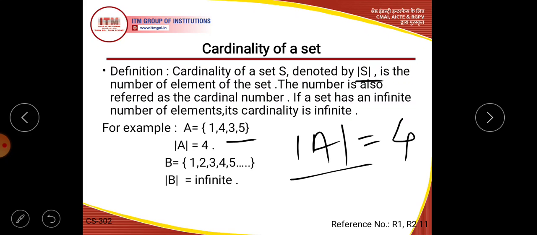Similarly, if we consider the set B, it consists of 1, 2, 3, 4, 5 and so on, which goes to infinity. So we can easily check that the number of elements present in set B is infinite. So the cardinality of set B is also infinite. It's a collection of natural numbers, so its cardinality is infinite. So we have discussed just two sets: the first for a finite cardinal number and the second for an infinite cardinal number.